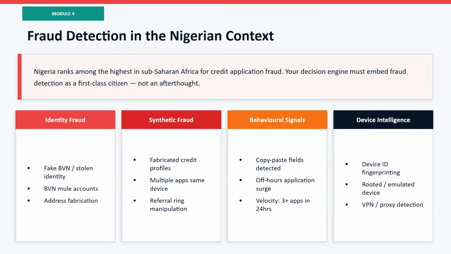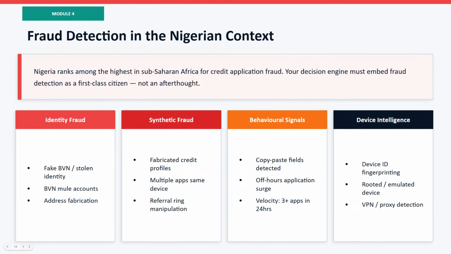Emeka has talked about a few fraud detection layers from a technical standpoint. But from a general standpoint, Nigeria ranks the highest in terms of fraud. Don't quote me, but this is from a source. We have identity fraud that is trending. We have fake BVNs and stolen BVNs. BVNs can actually be stolen, and there are also fake BVNs. We have BVN move accounts. We have address fabrication.